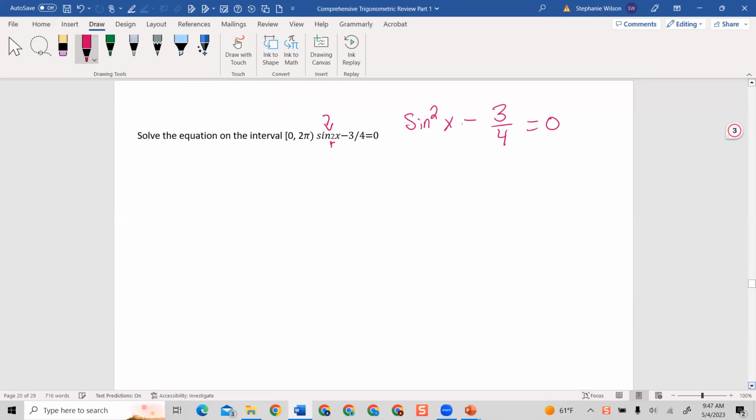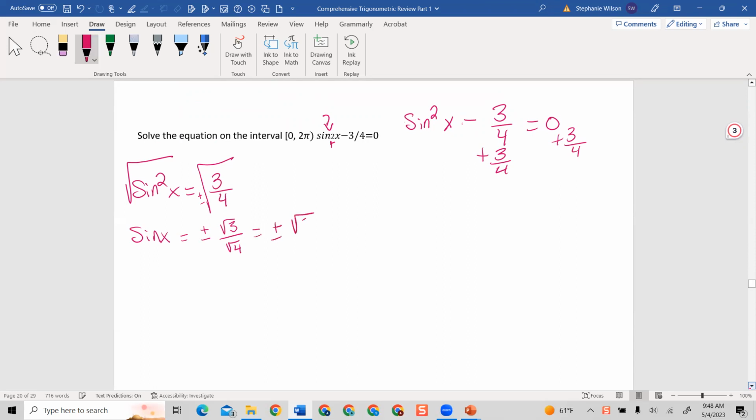So what we need to do is get sine x squared by itself. So I'm going to add this 3/4 to both sides. So now I got sine squared x is equal to 3/4. And I'm going to take the square root of both sides so I can undo this. That means I get a plus or minus. So I have sine x is equal to plus or minus square root of 3 over square root of 4. I'm going to take the inverse of, or we can hang on just a minute on this. I'm going to take this and clean this up.